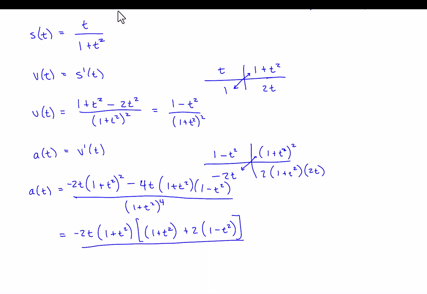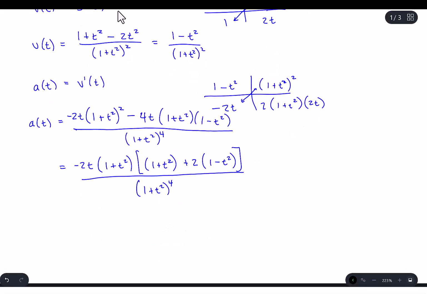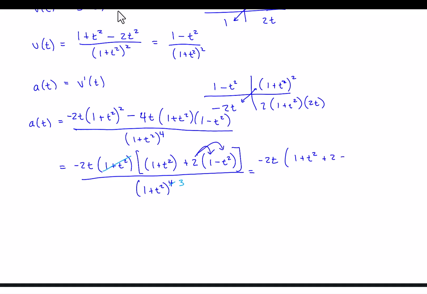All right, all of this is still over 1 plus t squared to the fourth. And the nice thing about this is I can see now there's a factor of 1 plus t squared shared with one of these, so reducing that down to the third power. And looks like I can do some more simplification in the numerator. So this would be 1 plus t squared. Then this 2 is going to distribute into these parentheses. And that's going to be plus 2 minus 2t squared all over 1 plus t squared to the third.